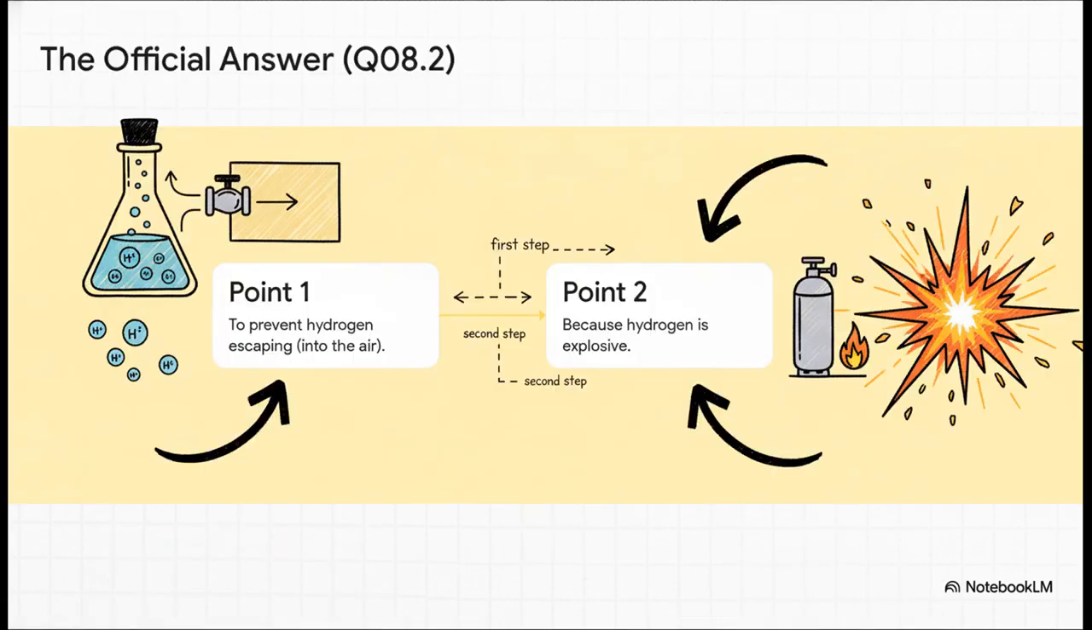Now, first thing to notice, this is a 2-mark question. That's a huge hint. It means you need to give 2 separate but connected reasons. For the first mark, you just need to say what you're doing. You're stopping the hydrogen from getting out into the room. Simple enough. But for the second mark, you have to explain why that's a problem. And the key word is because hydrogen is explosive. You've got to have both of those points to get both marks.